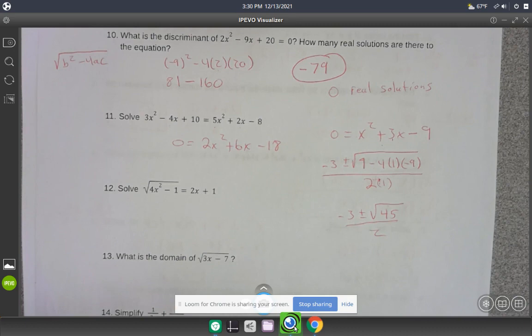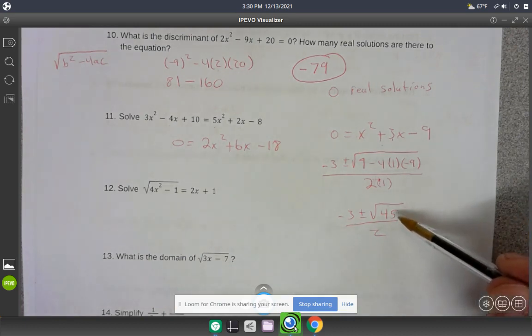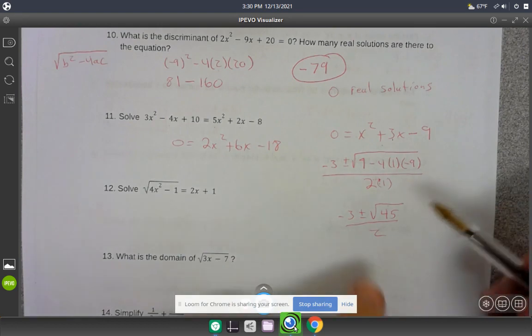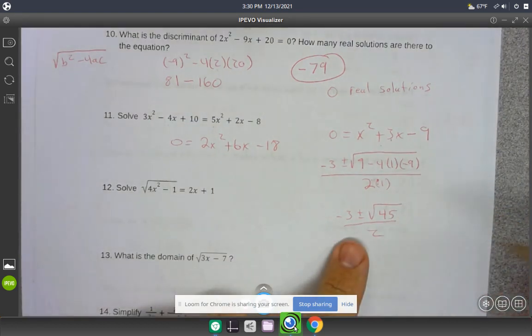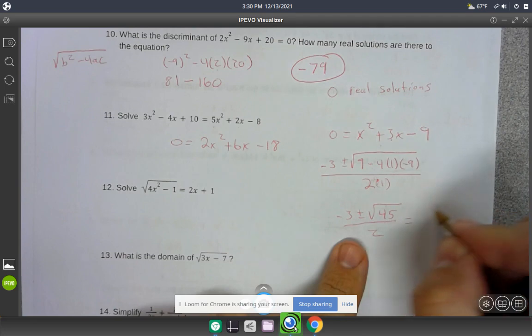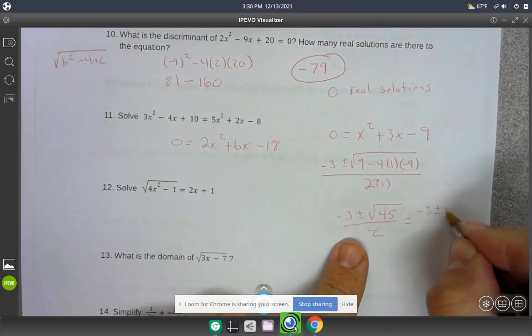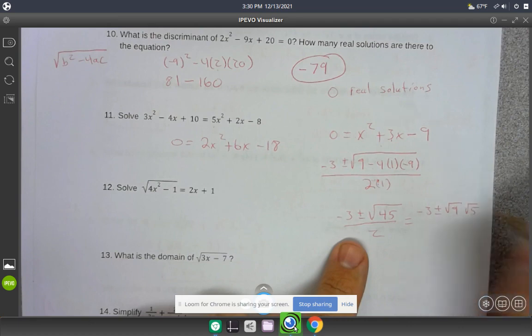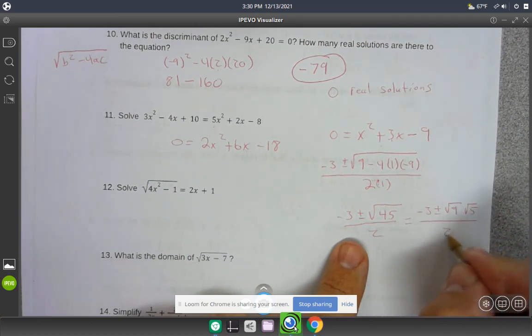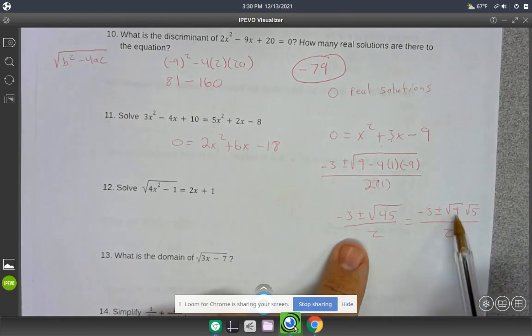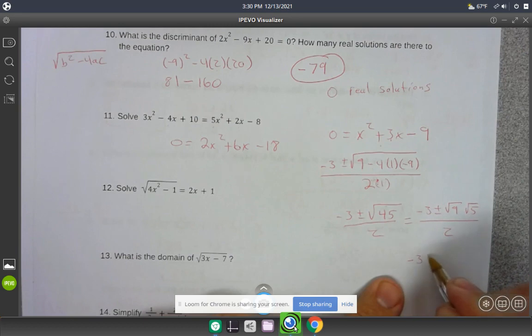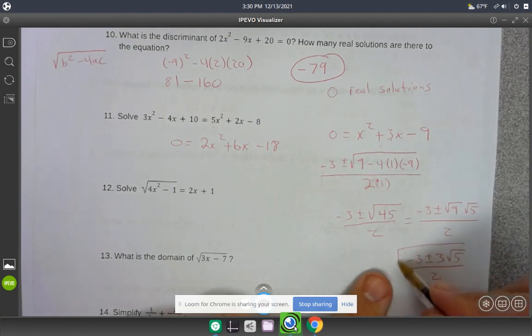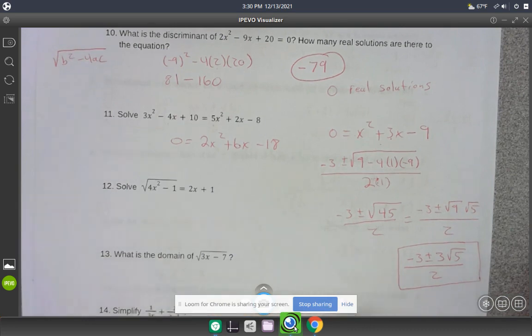Whew. I need to find a perfect square that goes into 45 here. 9 times 5 is 45. Negative 3 plus or minus root of 9 times 5 will give me the 45. And then square root of 9 is equal to 3. So my answer is negative 3 plus or minus 3 root 5 over 2. There we go. Good grief. Long problem.